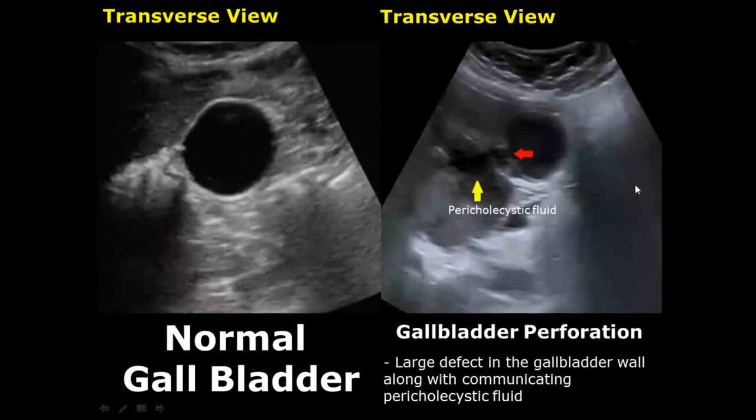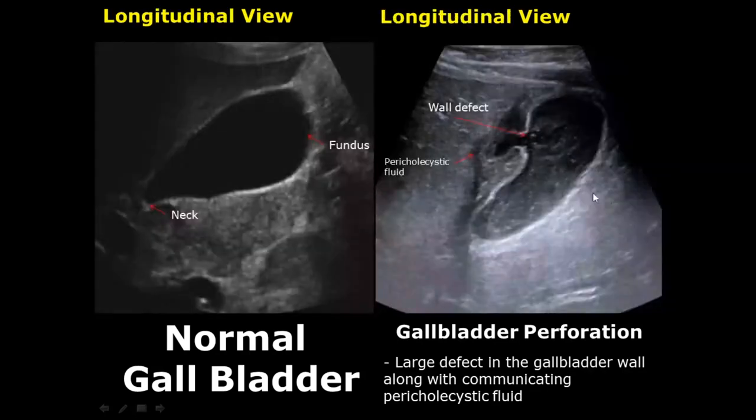In gallbladder perforation, there is a large defect in the gallbladder wall, which leads to leaking of the contents outside. And here you can see communicating pericholecystic fluid due to puncture of the gallbladder wall. In the longitudinal view, we can see it more clearly, the defect in the wall and the communicating pericholecystic fluid. This is a strong sign of gallbladder perforation.